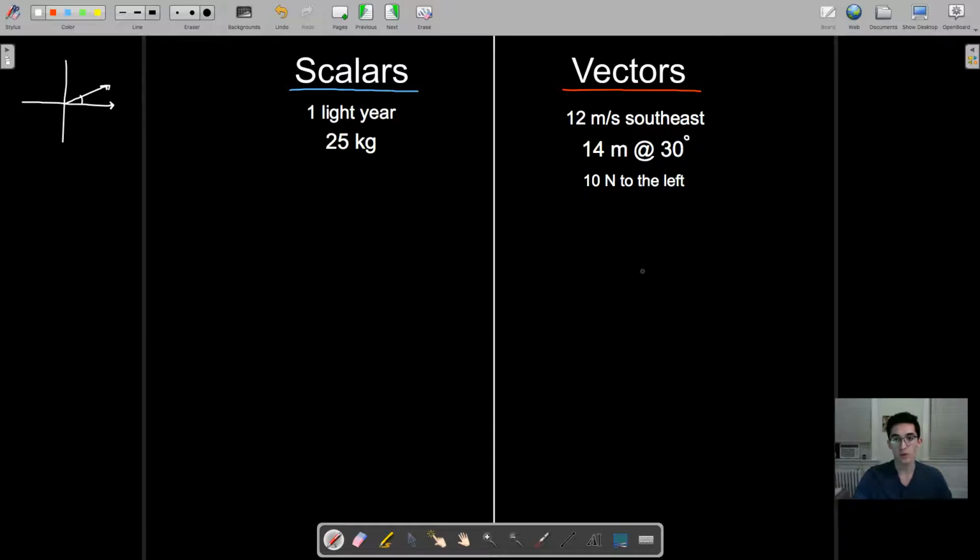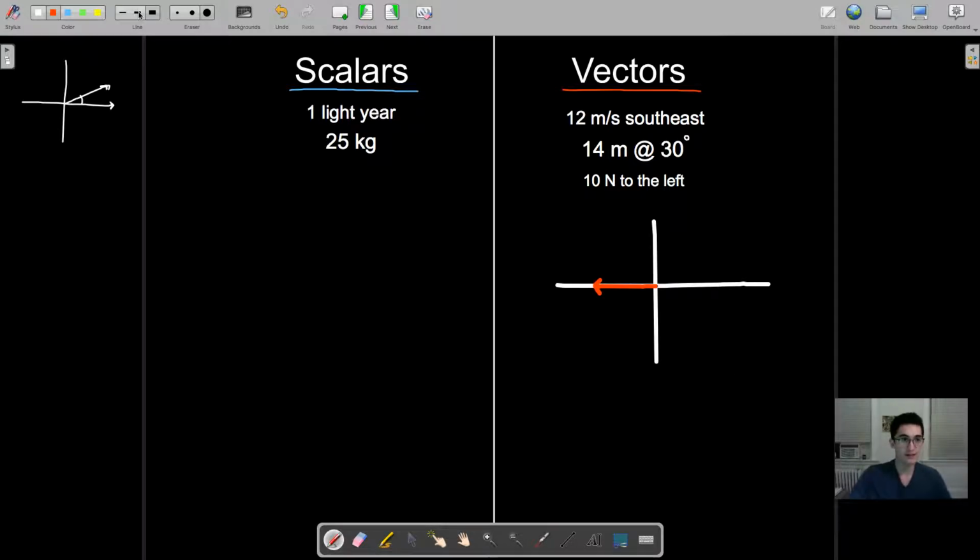Let's say we wanted to draw 10 newtons to the left. Okay, let's say maybe this is my XY grid. 10 newtons to the left may look something like this. Okay, 10 newtons to the left. My arrow points in the direction of my direction. That should be kind of obvious, right? If I'm drawing a vector to the left and it's an arrow, it's going to be pointing to the left. And also, my magnitude is going to be represented by the length of my vector.